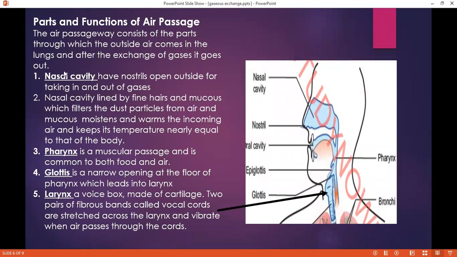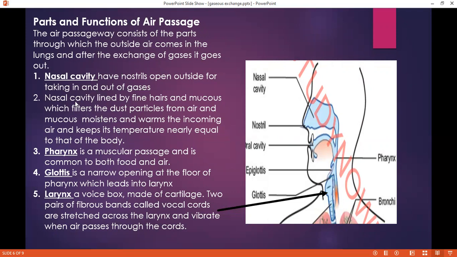The first part of your air passage is your nasal cavity, which has nostrils, which you can see on your body as well. The two openings, called nostrils, are open to the outside for taking gases in and out. These nostrils open into your nasal cavity, and your nasal cavity is followed by the pharynx, and then the pharynx is followed by the glottis and then the larynx.